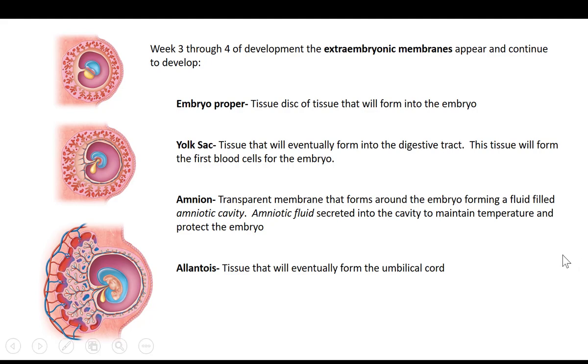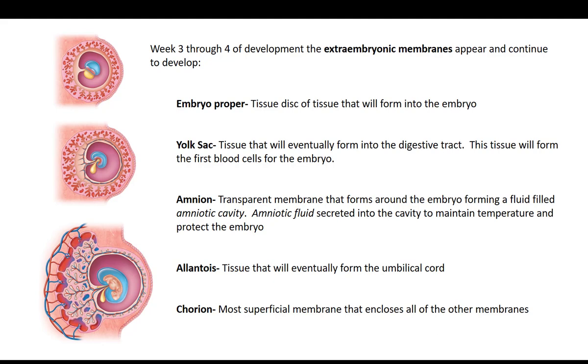The allantois is the tissue that will eventually be the umbilical cord. So you can see it starting right about here where there is that connection, and then you can see the blood vessels penetrating inside there. And then eventually what we're going to have is a communication where there are nutrients that are brought to the embryo, and then wastes that are taken away by that allantois.